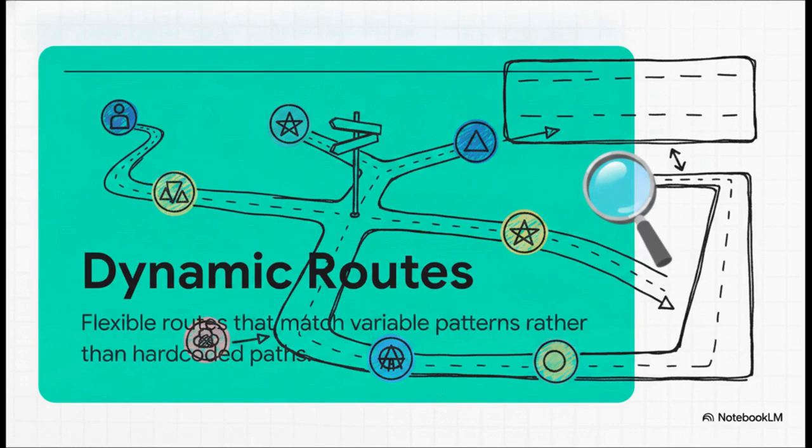Think of dynamic routes as the highly adaptable roads of our map. If you're looking at a user profile, the app doesn't go and build a million different hard-coded roads for a million different users.